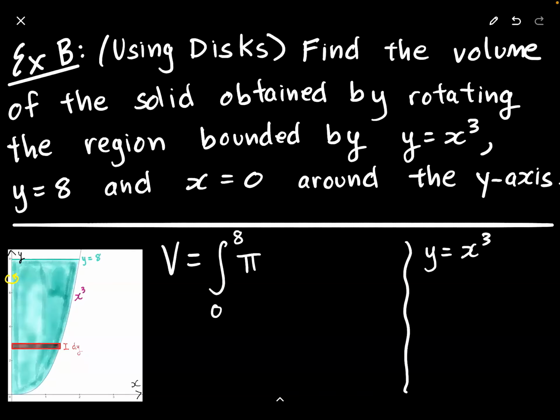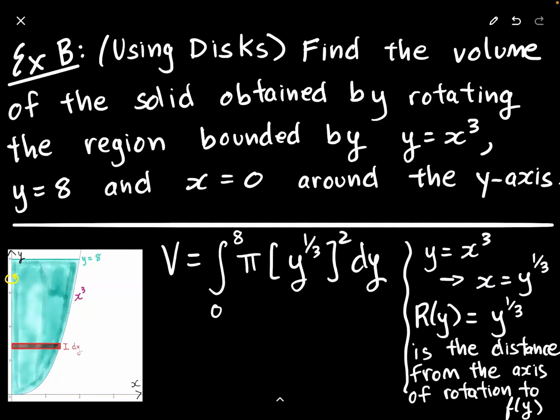Since we're integrating with respect to y, we can isolate x from y is equal to x cubed. We can cube root both sides. So x will be equal to y to the power 1/3, or cube root y. So the radius function will be from the axis of rotation to the function. r of y is cube root y. So now it's of the form pi r squared with respect to y, and we can calculate the integral. Since we have a power of a power, we'll multiply the powers. We have y to the 2/3 with respect to y.